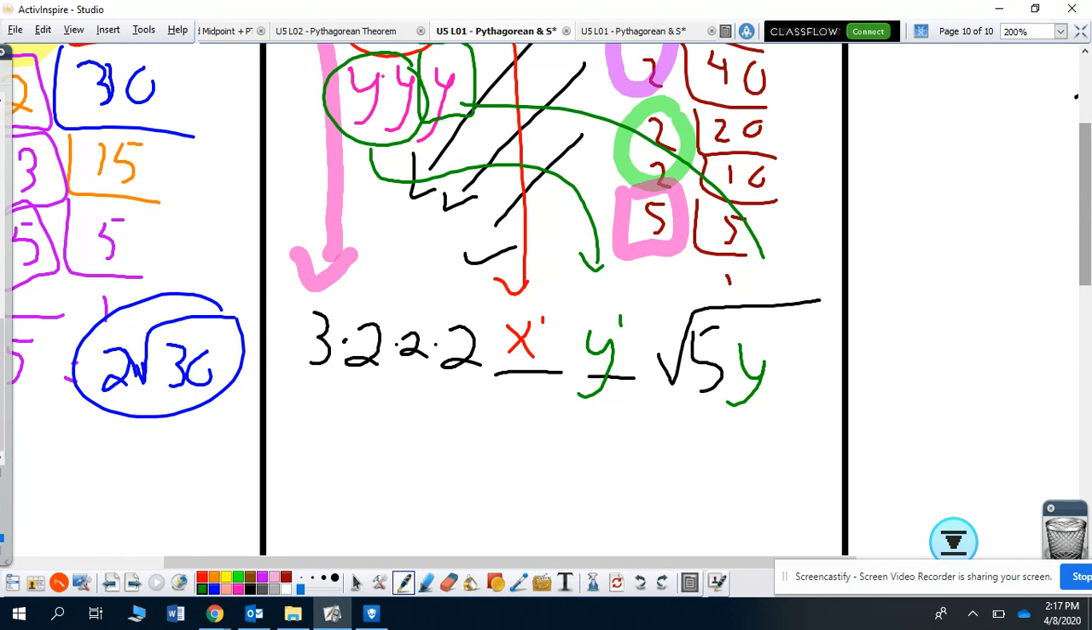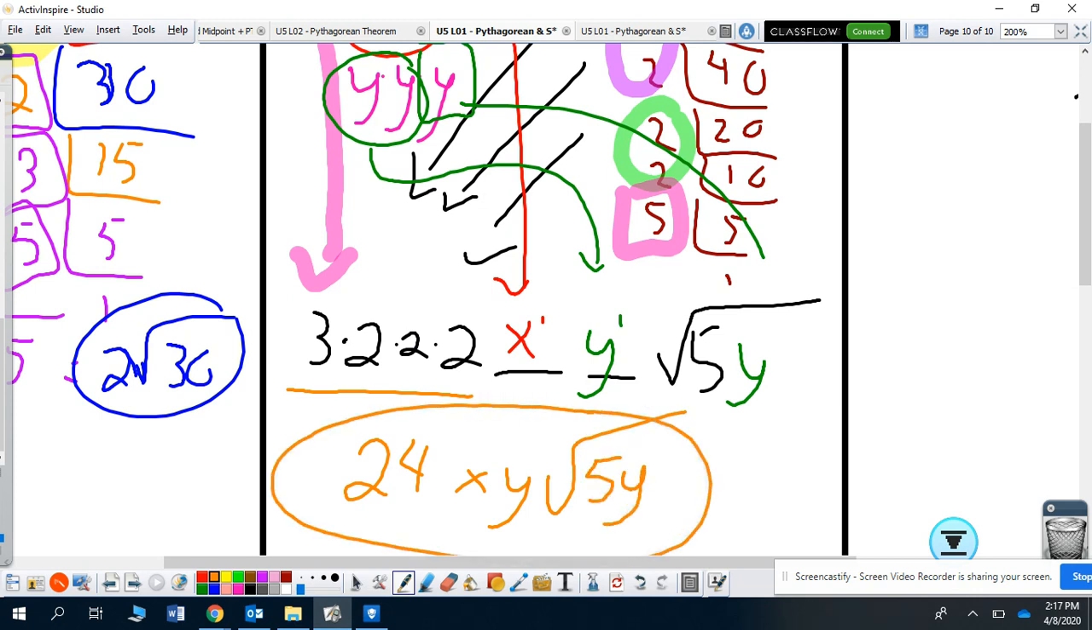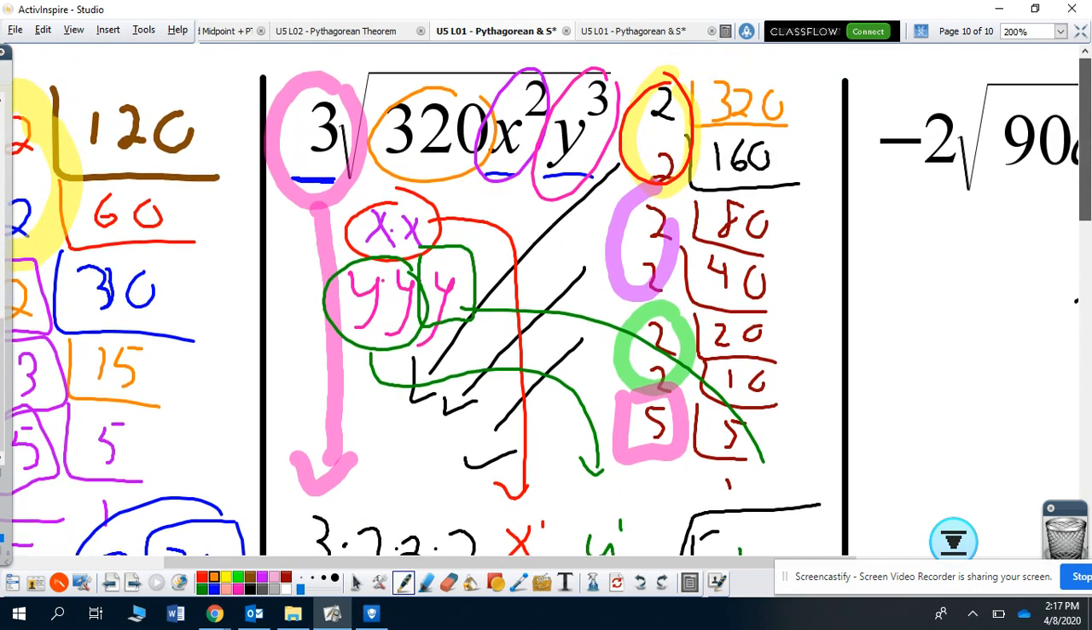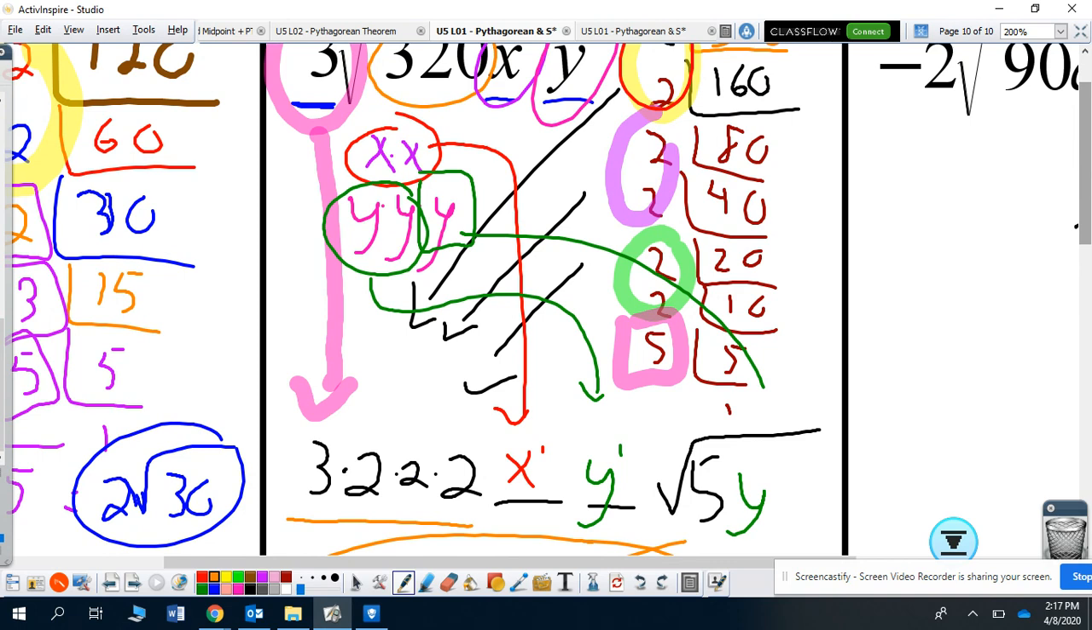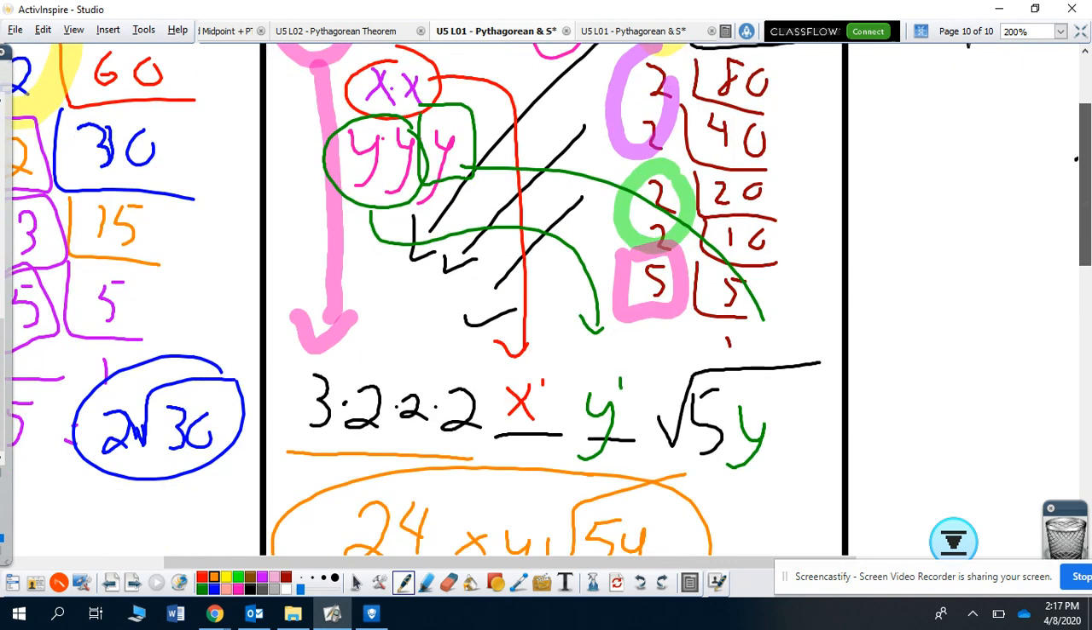So I know this looks messy. It's definitely difficult writing on my screen instead of writing on the board. But let's simplify what this all says. Let's multiply all my numbers together. So 3 times 2 is 6. 6 times 2 is 12. 12 times 2 is 24. I multiply those together. The x and the y are there, and the square root of 5y is inside. That, folks, is your simplified version of that crazy square root from the very beginning. Okay? So it definitely takes some practice, but the better you get at it, the easier it becomes.